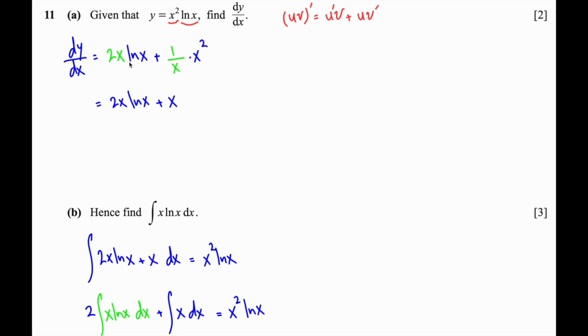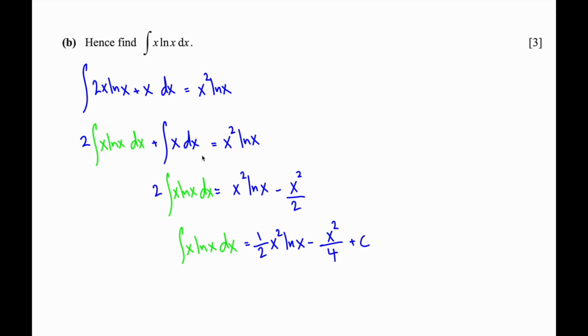And I have color coded here, so that means the derivative of x squared is nothing but 2x times the second function ln x, plus the derivative of ln x, which is 1 over x, multiplied by the first function itself, and it simplifies to 2x ln x plus x.